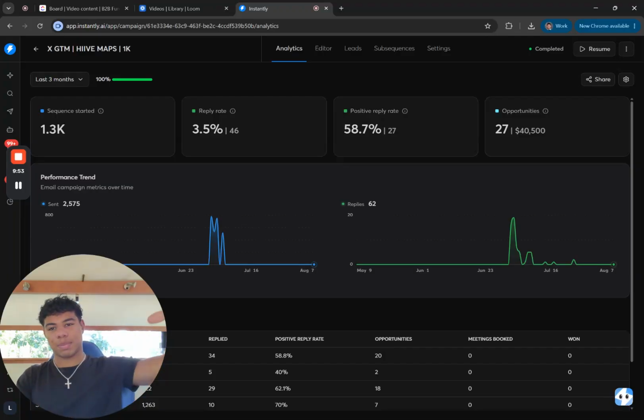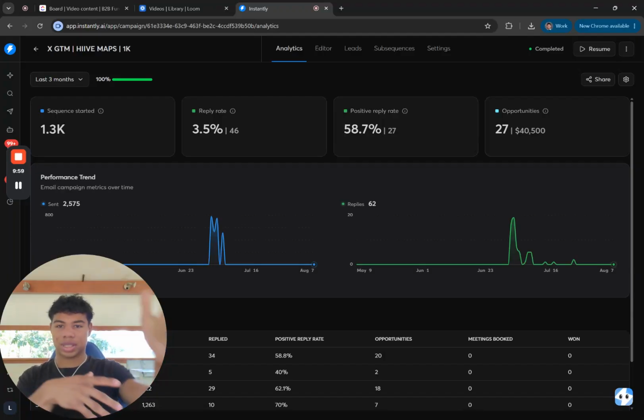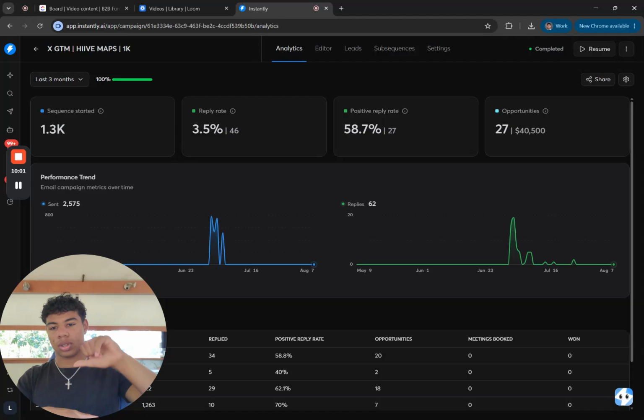But the reason that this did better than most of our campaigns, I would say, is because we pulled the leads from X on people that were following people that would be selling something like this. And so they are the market, they're literally the market, because they've shown that they're interested in stuff like this by clicking the follow button and engaging with people that post content about doing similar stuff to this.